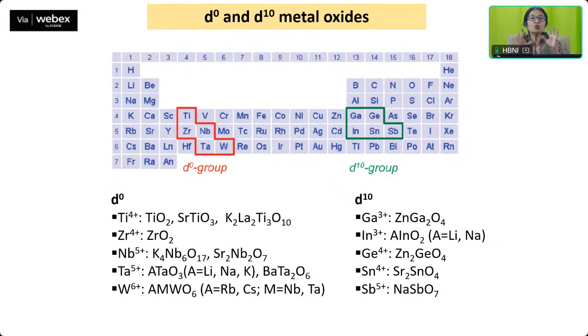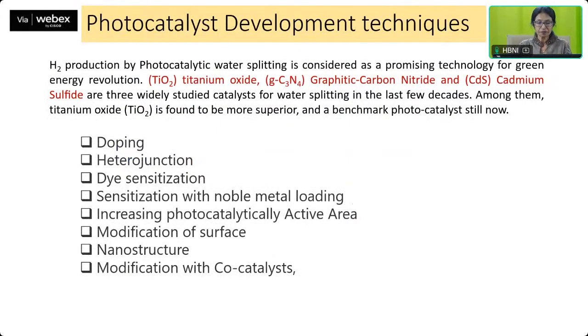Now if you look into the periodic table, you will find that most of the metal oxides which act as good catalysts are concentrated within the d0 system, which is marked by the red, or the d10 group. This d0 system acts as a very good electron acceptor, whereas the d10 group acts as a very good electron donor, and obviously that facilitates the catalysis process. So that is why these kinds of metal oxides are most applicable in photocatalysts.